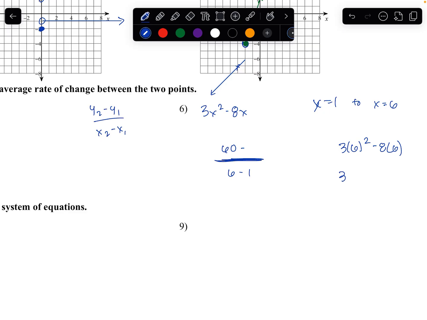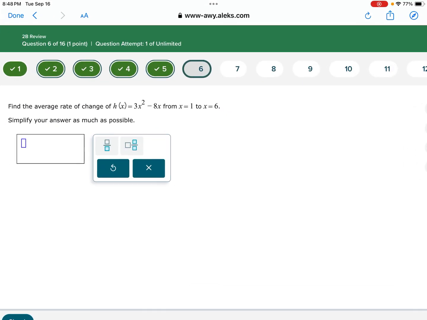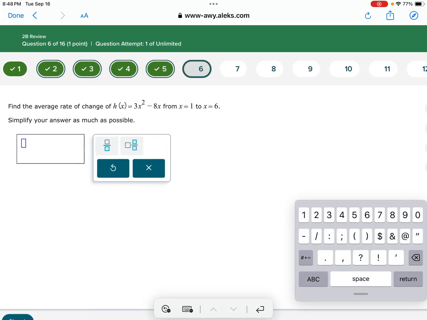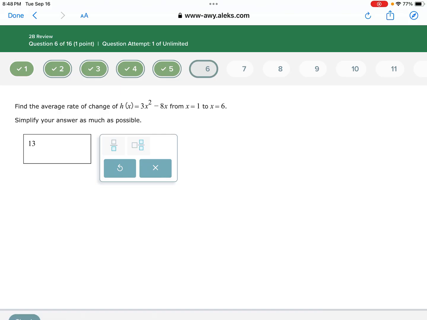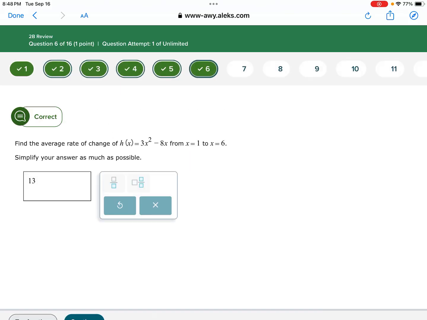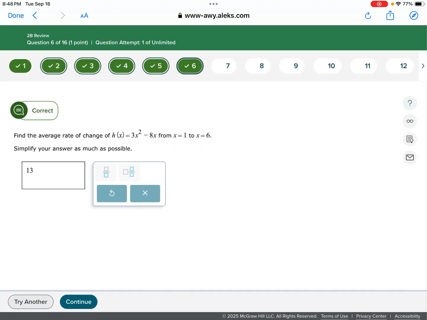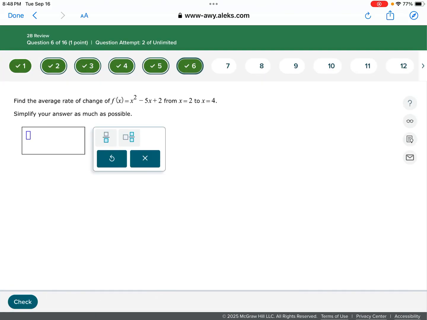So it's going to be 3 times 1 squared minus 8 times 1. So that's just going to be 3 minus 8, which is going to be negative 5. So that's going to change that to be plus 5. So I'll get 65 divided by 5. So I get 13. Let's see if I'm correct. Okay, there you go. And that's how you do 6. So if you need to try more, just keep trying more. All right, let's go to 7.